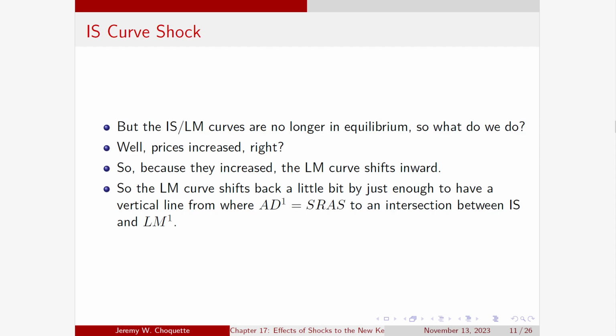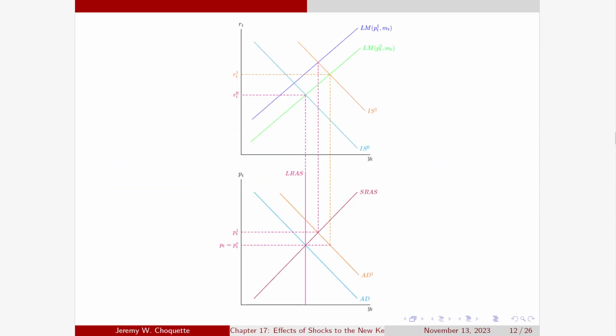So what's going to happen is the LM curve is going to shift back a little bit, but it's going to shift back by just enough to where we can draw a vertical dotted line from AD1 equals short run aggregate supply to an intersection between the IS and LM curves. What does that look like? Well, it looks like this right here. So the LM curve shifts from this green curve inward up to this blue curve.